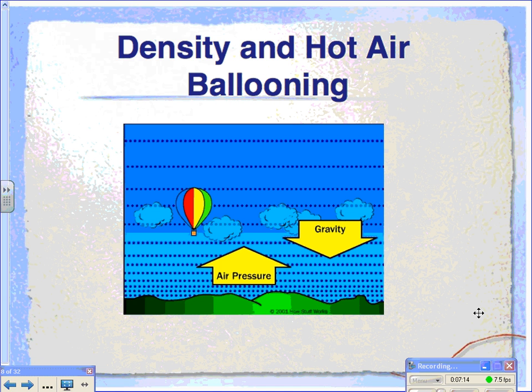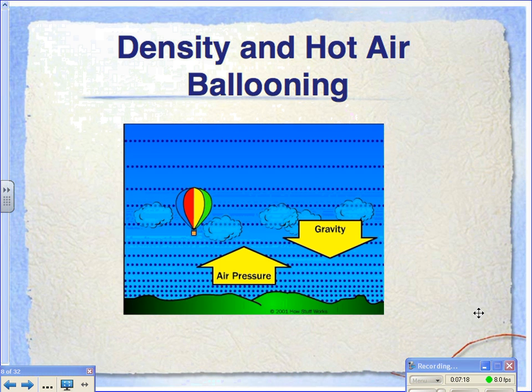All right. So take a moment to jot down some information on hot air ballooning for question number 6. All right. Moving on.